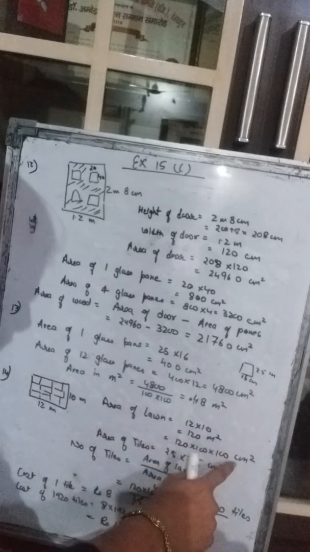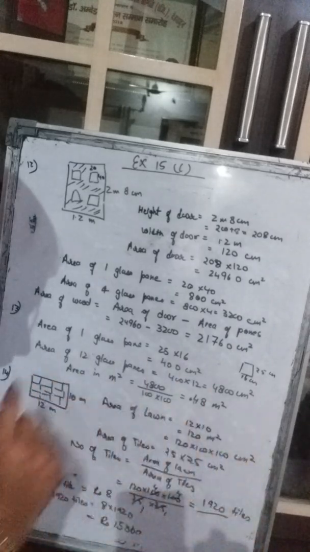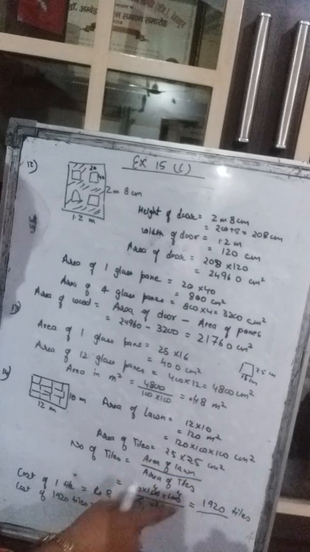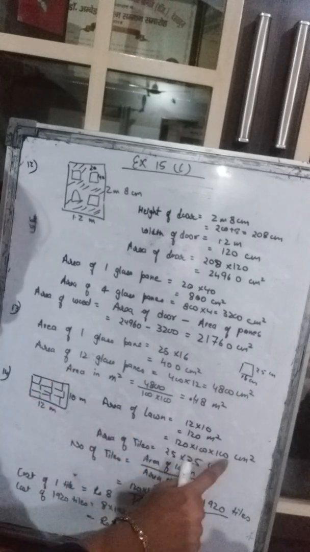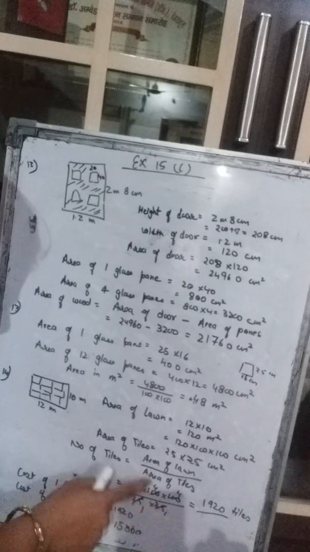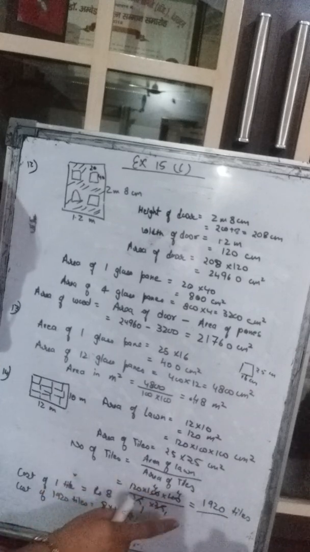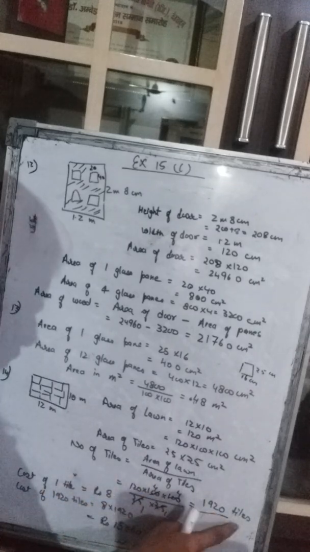If you do it otherwise, first you will use your mind to multiply here, then you will do it here, then you will divide both. No, don't waste your time. Leave it here only. And then the cutting will be very easy. Okay, so we get 1920 tiles.